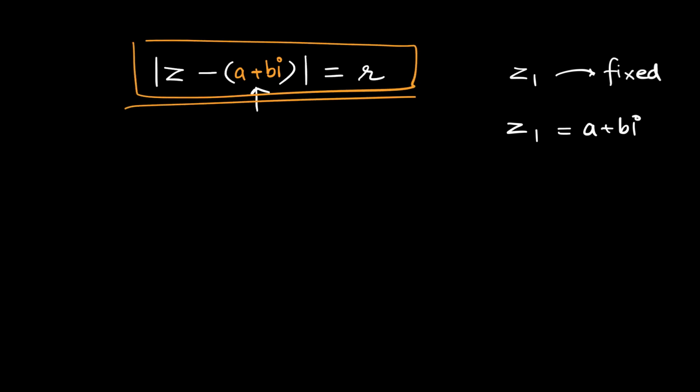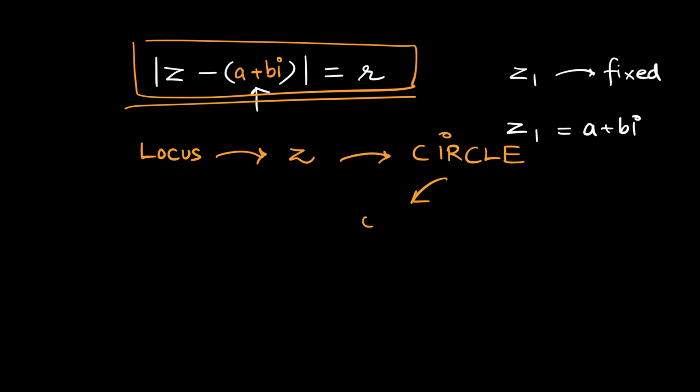Whenever we come across this equation, the locus of points represented by the variable complex number z is a circle. A circle has a center. A circle has a radius. The center of the circle is (a, b). The radius of the circle is r.